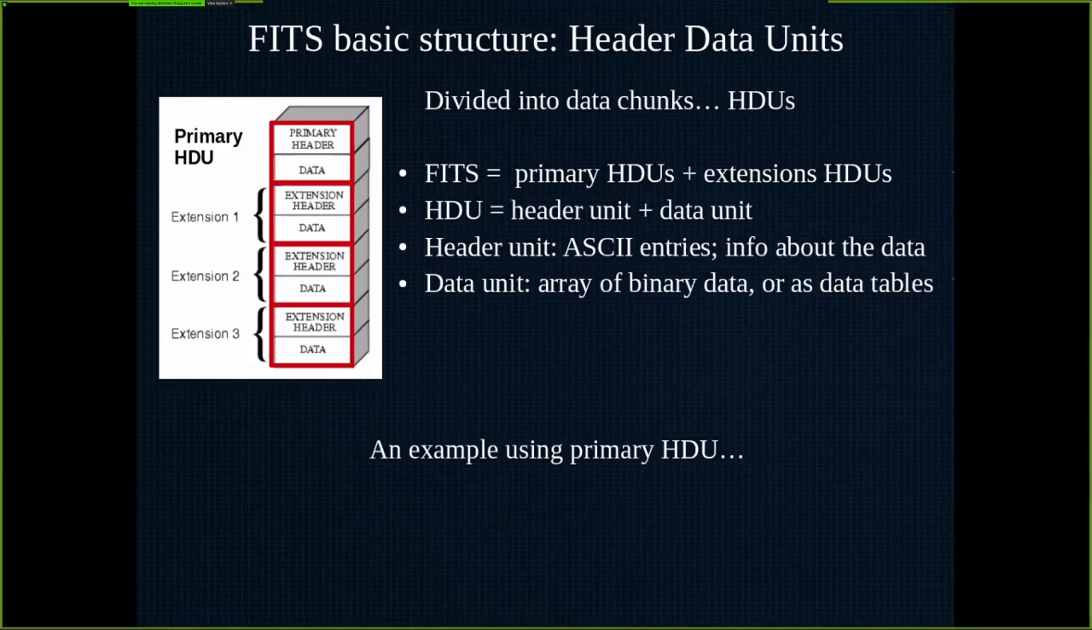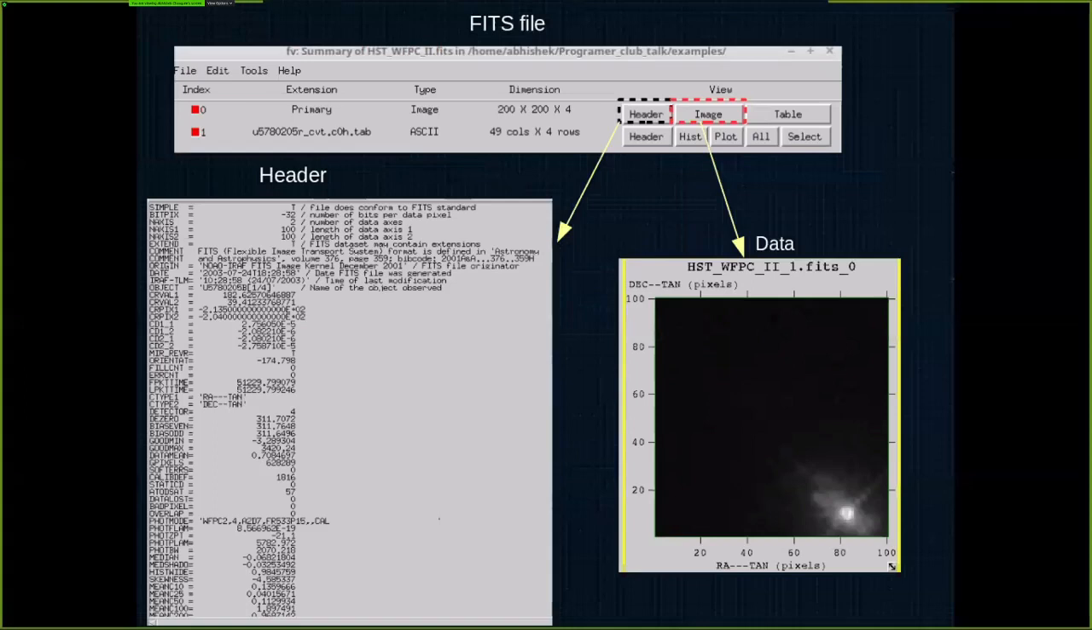So an example I will show you for a header data unit is for the primary. This is a FITS file which has one primary, of course, and then it has an extension, which is a table. The type is ASCII. Now, if we look at the primary, we have the header and the image. So the header gives us the information. I'm not sure if it's visible well enough to read the comments and the other things, but maybe in the later slides, I have a zoomed in version.